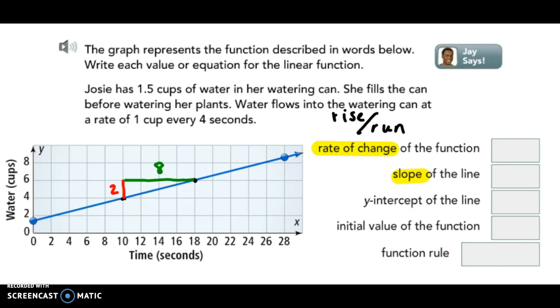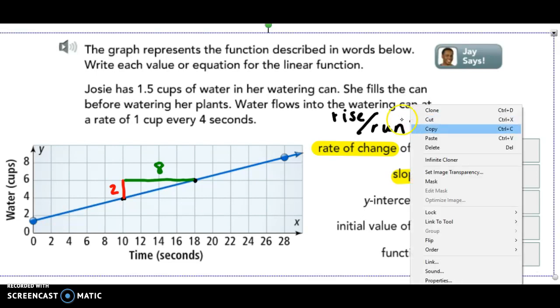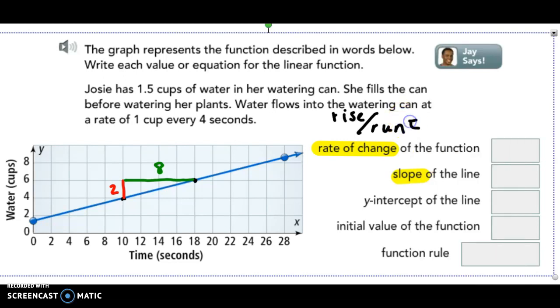So when writing out our fraction for rise over run, we would get rise being 2 over our run is 8. Well, 2 over 8 reduces to 1 over 4. That is going to be my rate of change. Also, it's going to be the slope of the line.